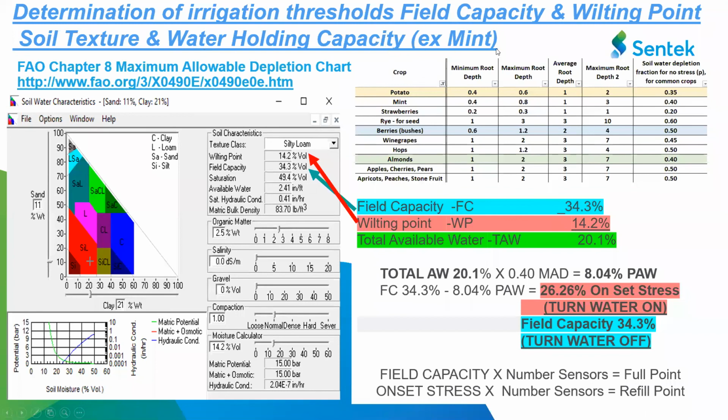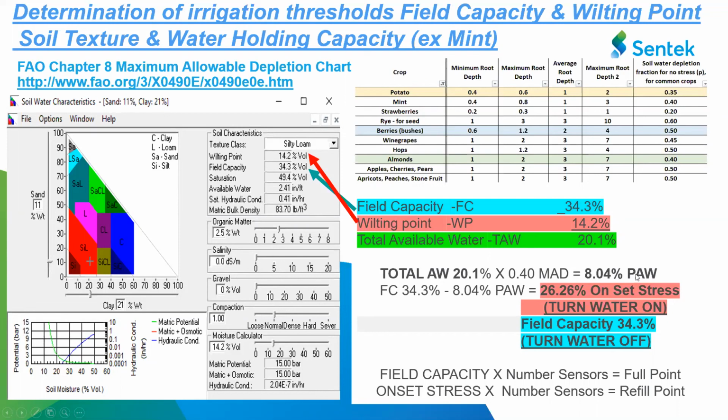This example here, we're using mint as a crop. We support quite a few growers in the Pacific Northwest here that grow mint, right? And then when you look at the chart here, you can see mint has a maximum allowed depletion of 40%, right? So the quick math that we can do is basically from a lab analysis, you can get what is your field capacity and what is your wilting point. And the labs will have different protocols to determine those two. But once you get that from a lab, you can subtract field capacity minus wilting point. That's your total available water. And then you'll multiply your total available water by the maximum allowed depletion, right? And that's going to be your plant available water in percentage.